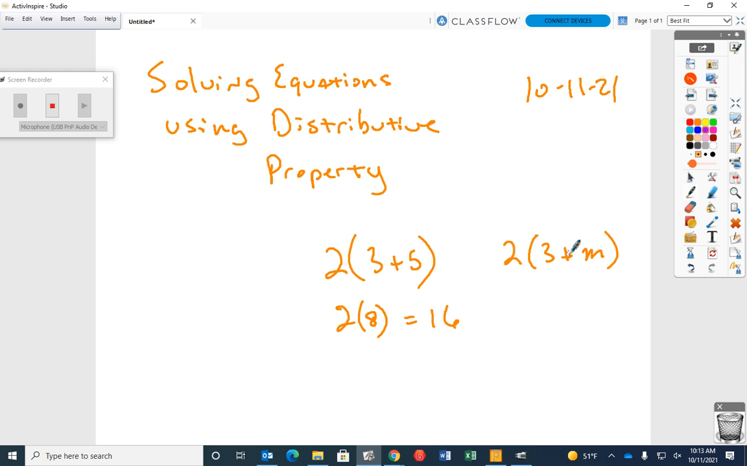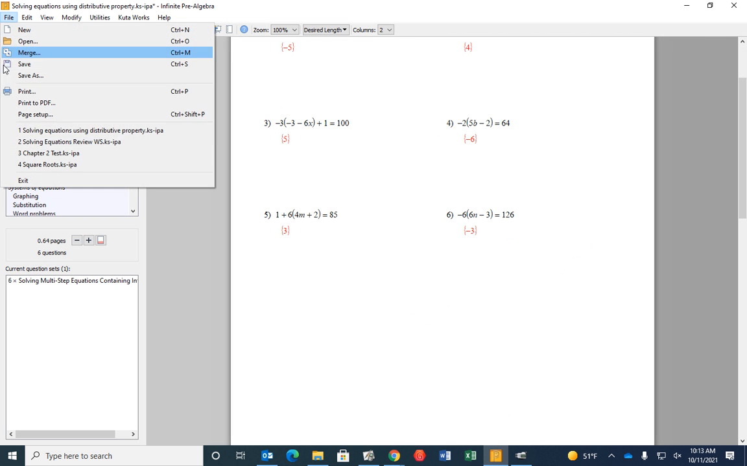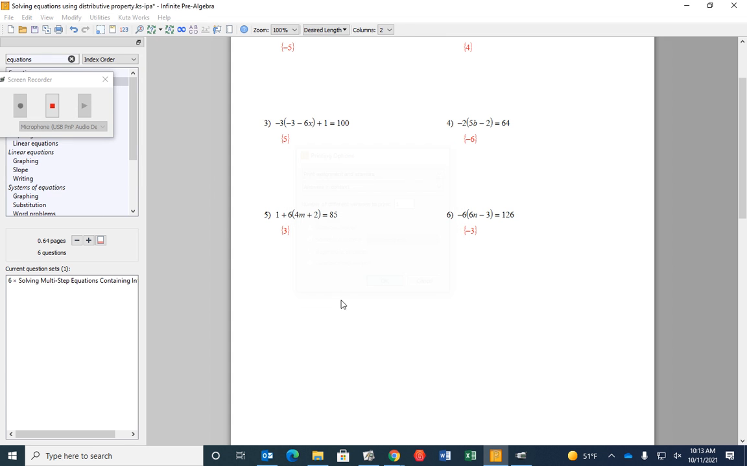Didn't print? Okay. Let me print it real quick. Okay. See if it printed now.